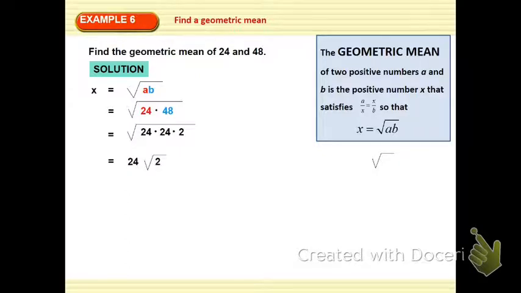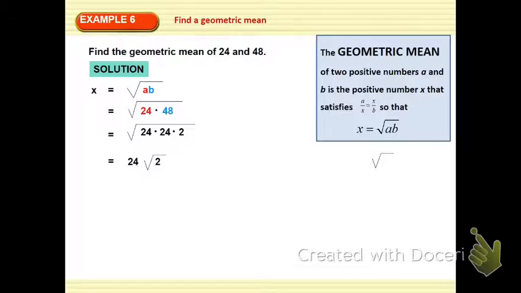Okay, they did it differently. They simplified the radical. Everybody understand what happened when they simplified the radical? You might want to write this down in your notes because if I ask you to simplify the radical, you need to do it.